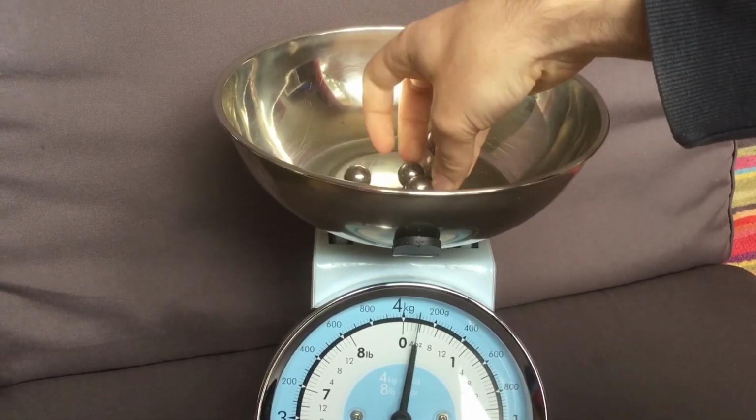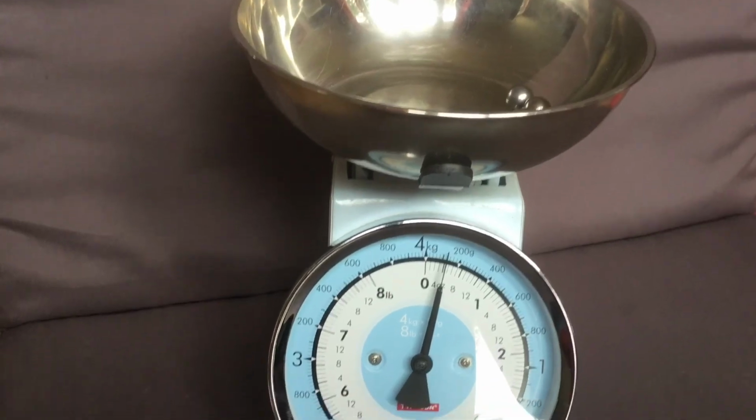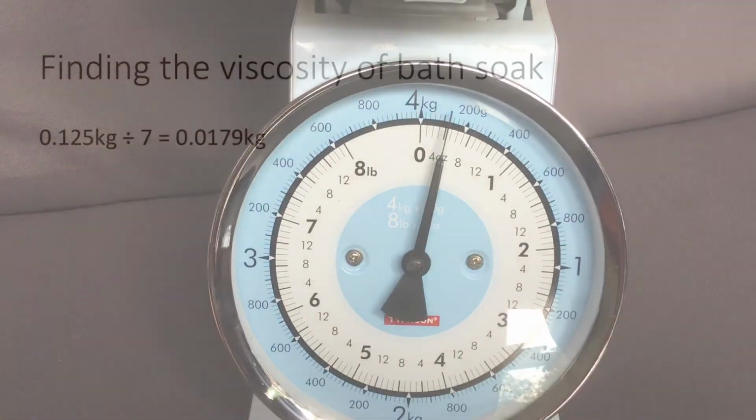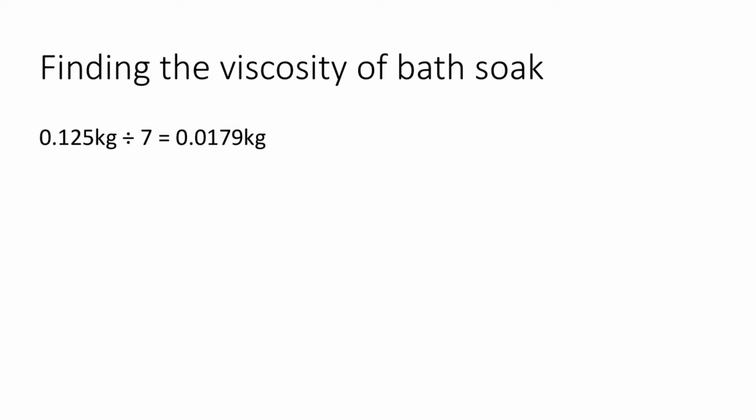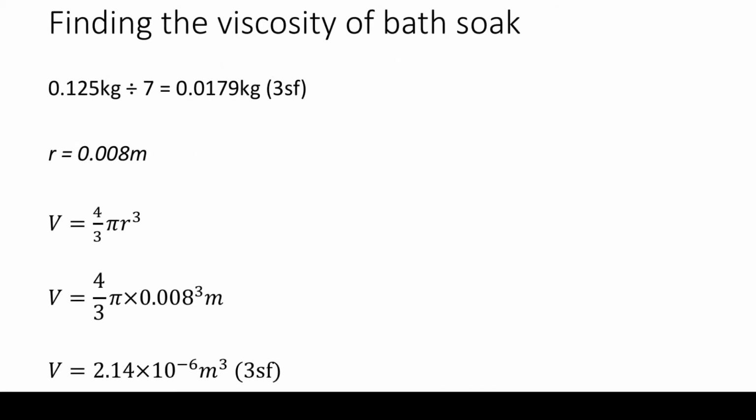Using kitchen scales, I found the mass of 7 metal balls as 125 grams. I divided this by 7 to get a mass of 0.0179 kilograms to 3 significant figures for a single ball. Using a ruler, I measured the diameter of one ball bearing as 1.6 centimeters, so the radius of each ball is 0.8 centimeters. To get the volume of a ball, I used the equation 4 over 3 pi r cubed, so 4 over 3 times pi times 0.008 cubed meters gives a volume of 2.14 times 10 to the minus 6 meters cubed to 3 significant figures.